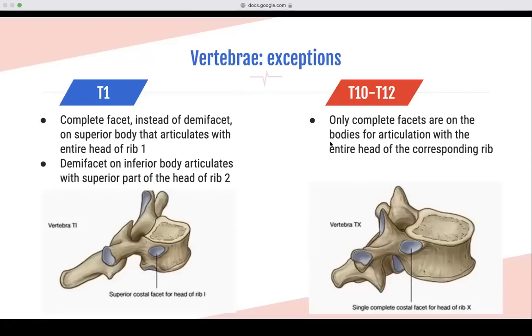For T10 to T12, they have only complete facets on the sides of the bodies for articulation with the entire head of the corresponding rib. Because again, we mentioned T10, 11, and 12, they only have one facet. So T10 to 12 will only articulate with one rib.